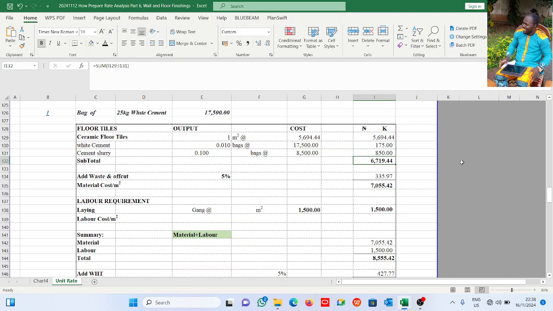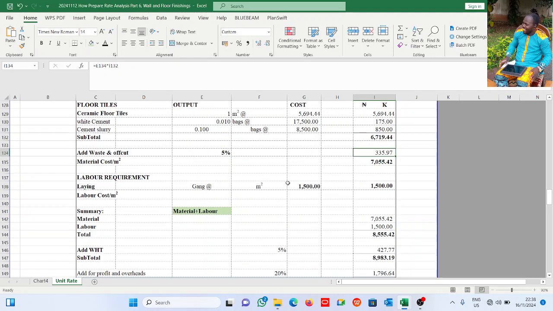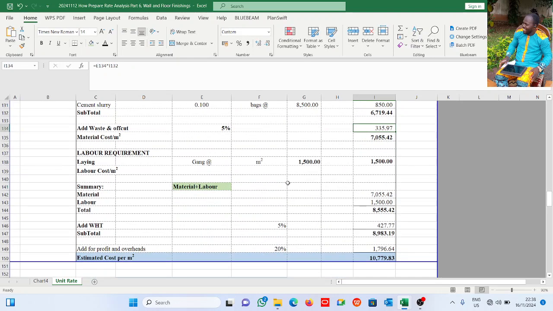So we add for waste and off court. That will give us this. This is 5% of this. All right, now that is the material part. Now the labor part. The laying of tiles now is 1,516. Okay, now if we say we have a gang, 1,500 per square meter. Okay, 1,500 per square meter.